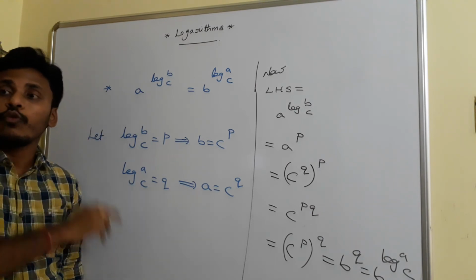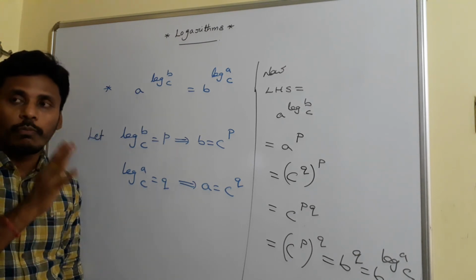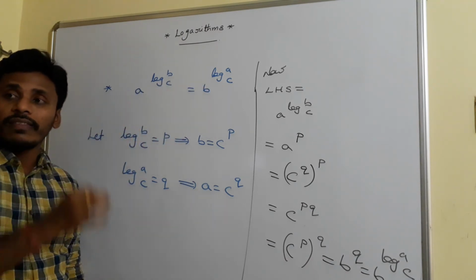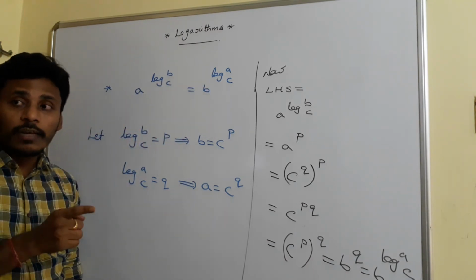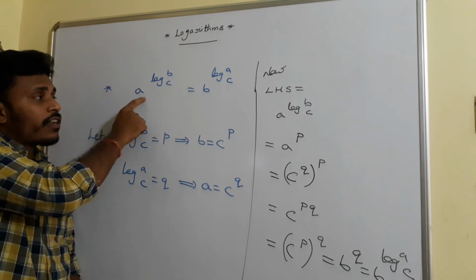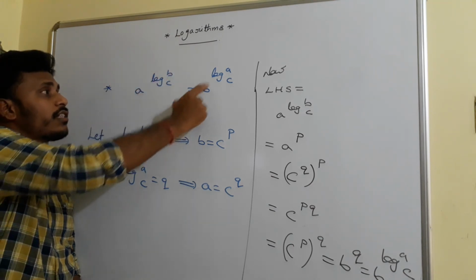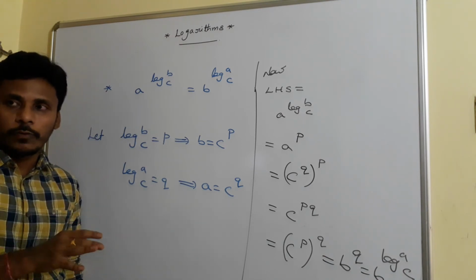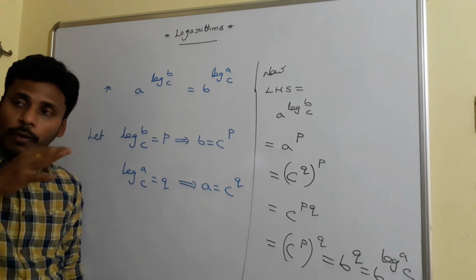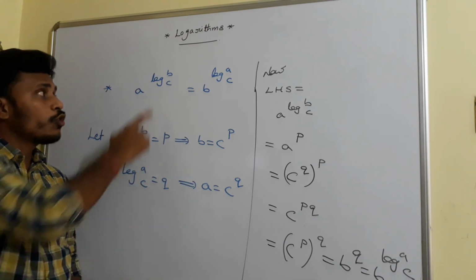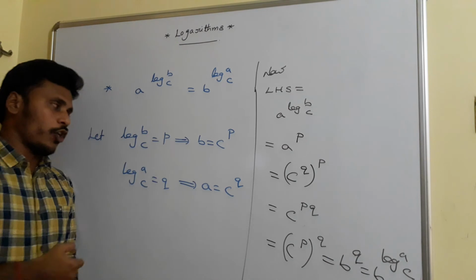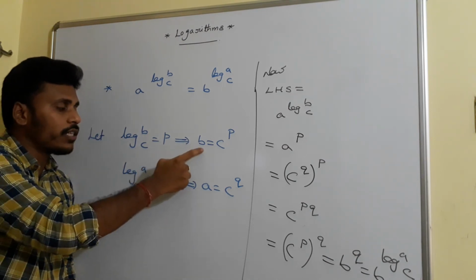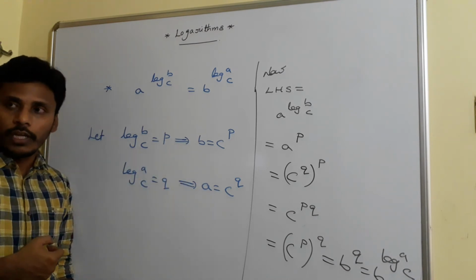They ask us to prove that A power log B base C equals B power log A base C. The initial observation is that both logarithms have the same base C. The next observation is that the left side becomes the right side just by interchanging A and B. To prove this law, we need the support of exponents, because logarithms are developed from the concept of exponents. So let these two logarithms be P and Q: log B base C equals P and log A base C equals Q, where B equals C power P and A equals C power Q.